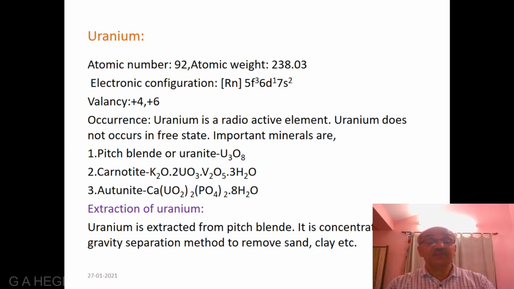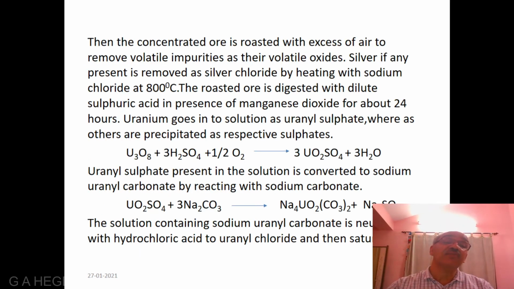Extraction of uranium. Uranium is extracted from pitchblende. It is concentrated by gravity separation method to remove sand, clay, etc. Then the concentrated ore is roasted with excess of air to remove volatile impurities as their volatile oxides. Silver, if any present, is removed as silver chloride by heating with sodium chloride at 800 degrees Celsius.